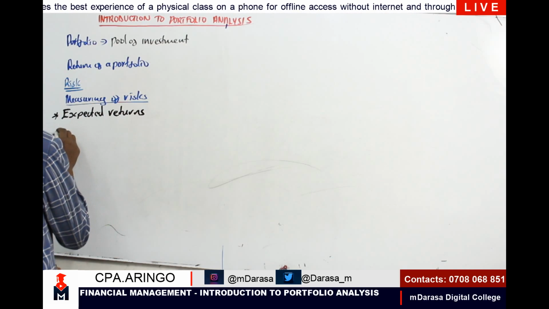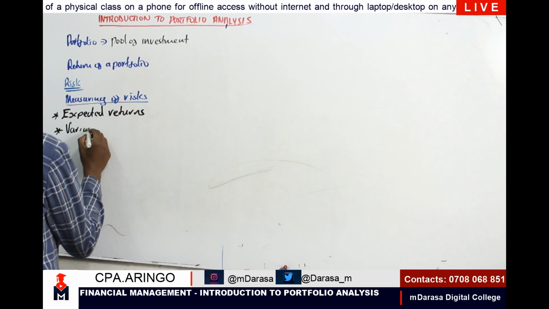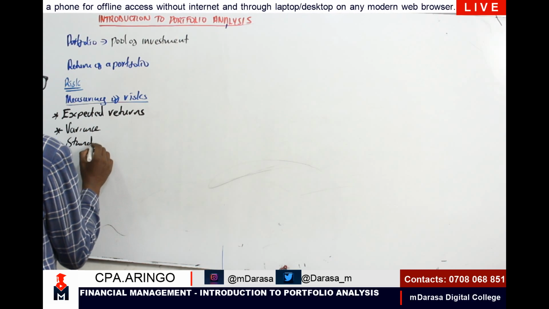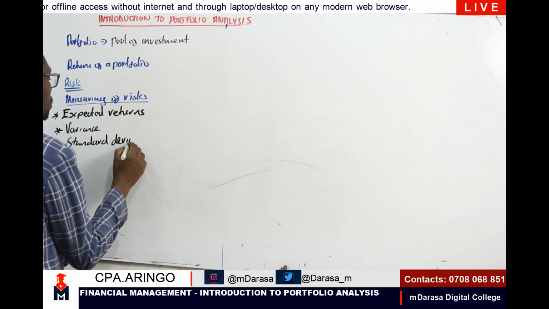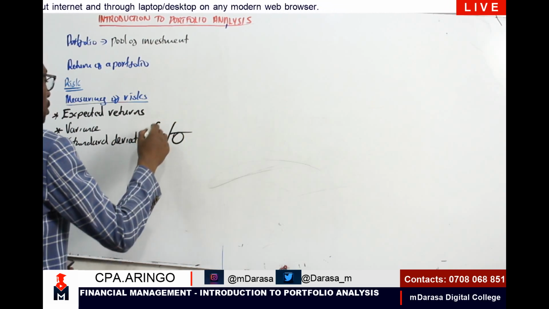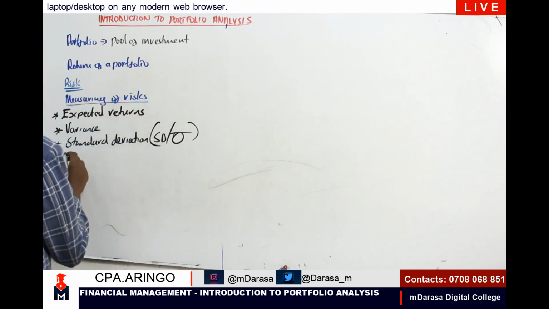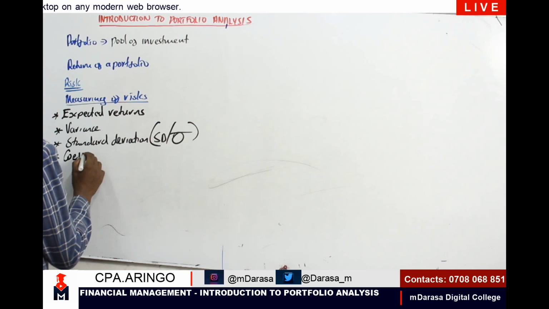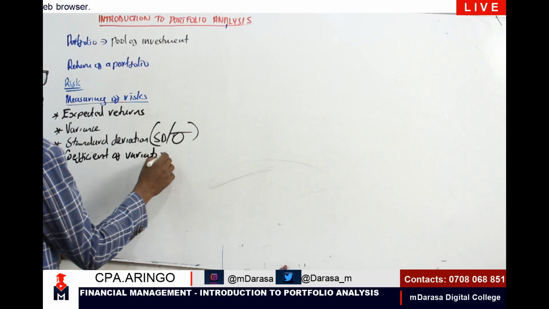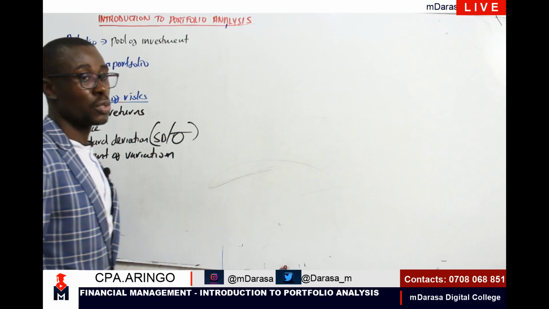Number two, we can talk about the aspect to do with variance. Number three, we can talk about standard deviation, SD. We can as well talk about the coefficient of variation. So basically, these are methods that you can use to measure risk.